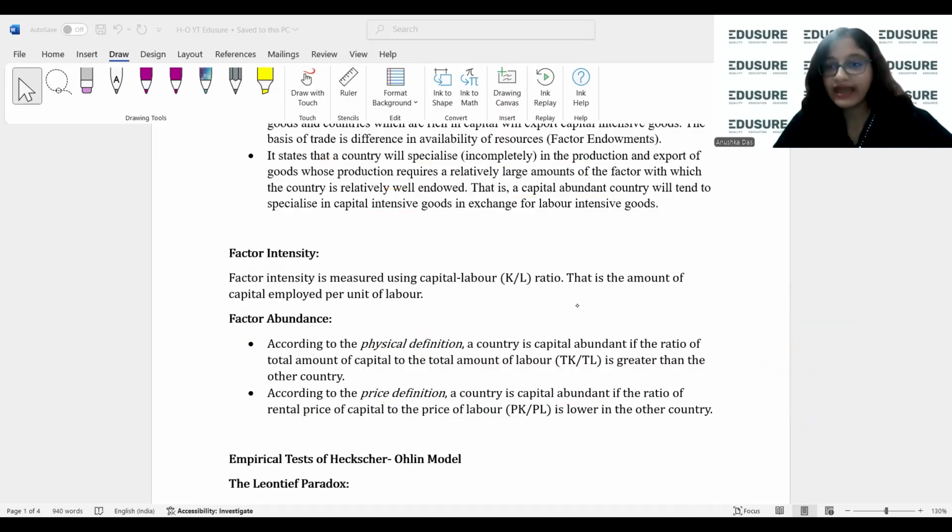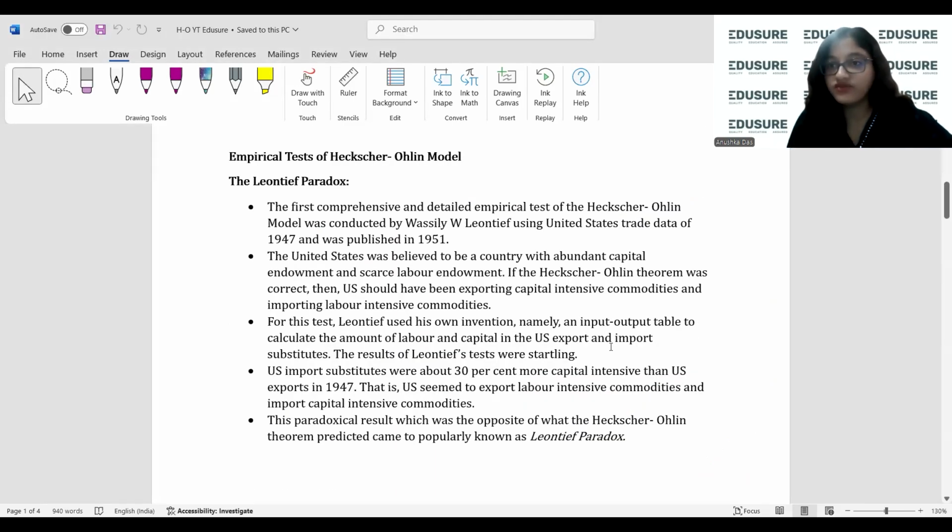So this was about the Heckscher-Ohlin model. Now let us go to some of the empirical testing. We are saying that Heckscher-Ohlin is the modern theory of trade, so firstly we will have to verify whether it is true or not. To do that, we have to undertake certain empirical tests.